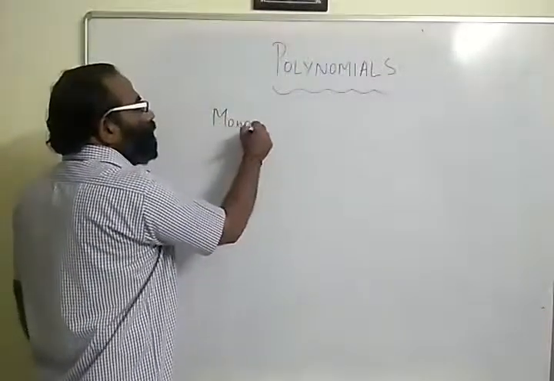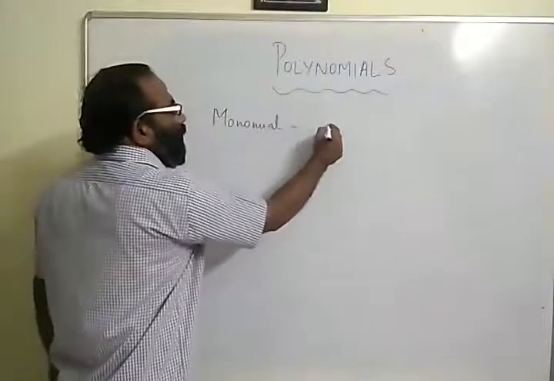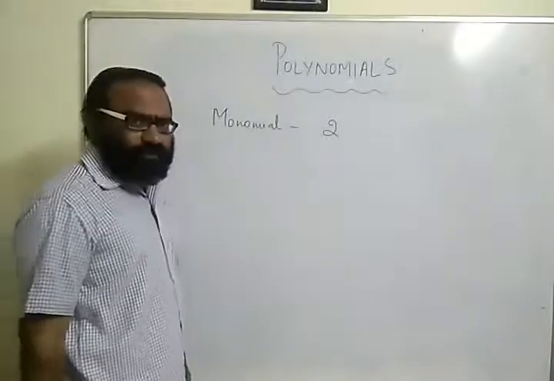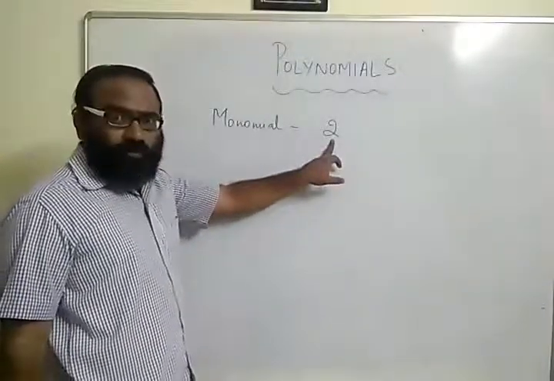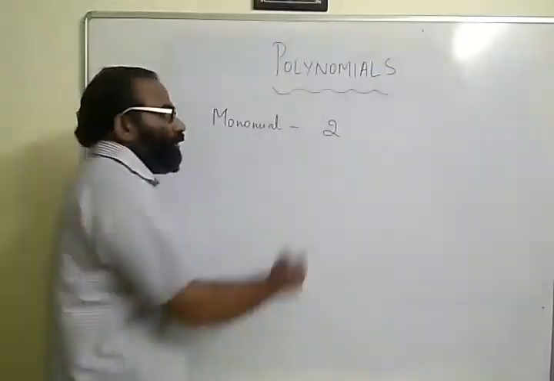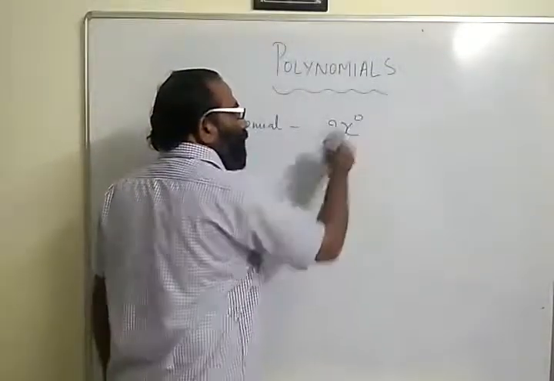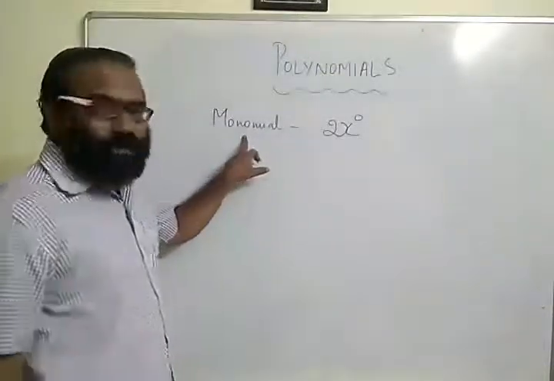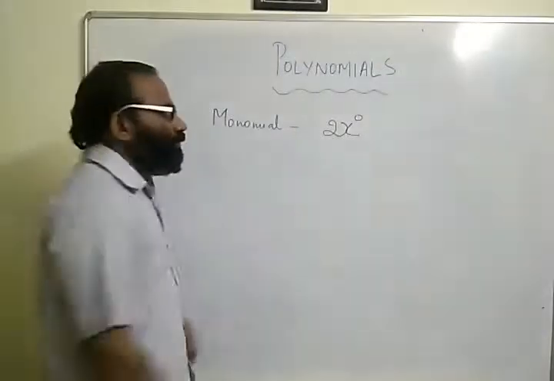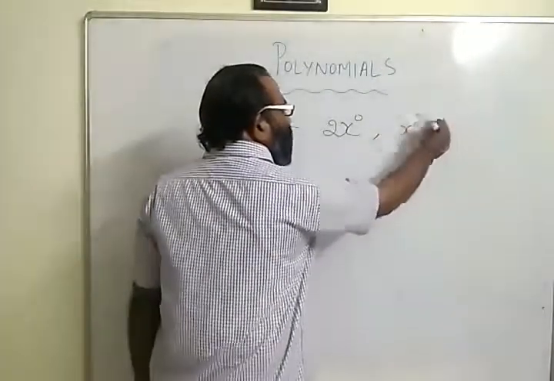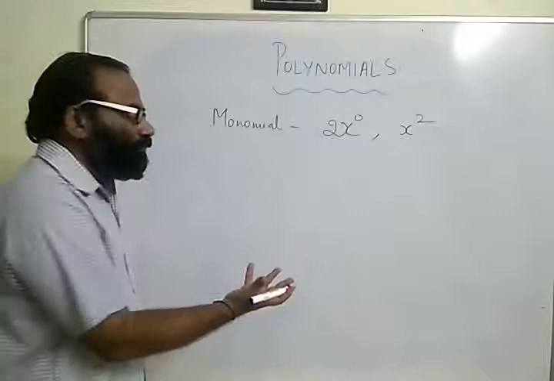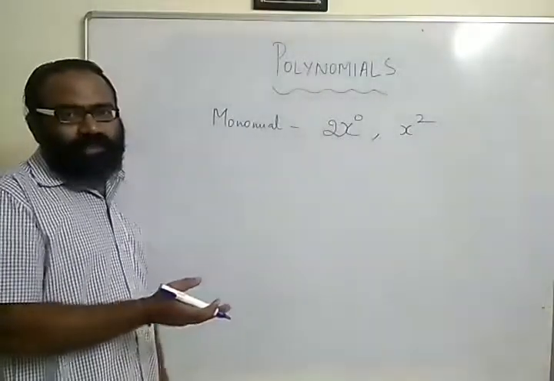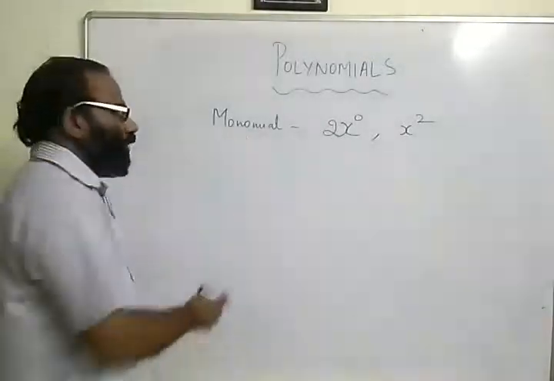The first is monomial. What is a monomial? Suppose I have 2, only the constant is there. This is also a polynomial, but there is only one term and the degree is 0. I can write it as 2x power 0. So this is a monomial, that means only one term. Another example, x squared, is a monomial. So if you have just one term and it satisfies the conditions of a polynomial, then it is a monomial.